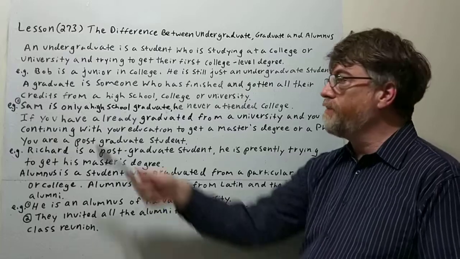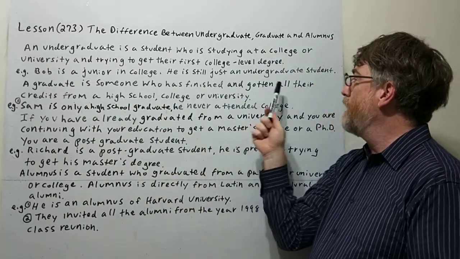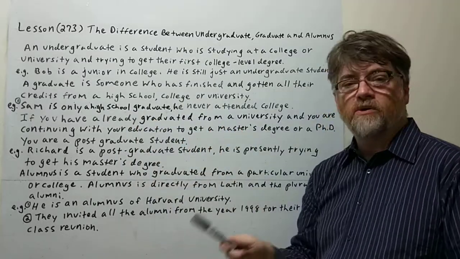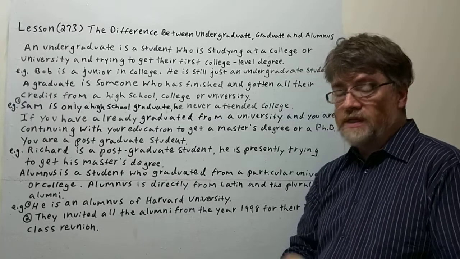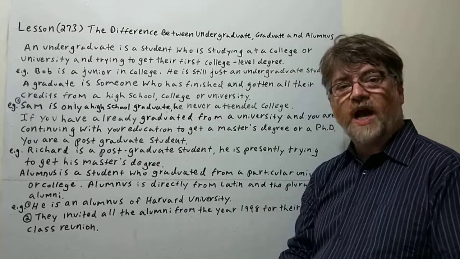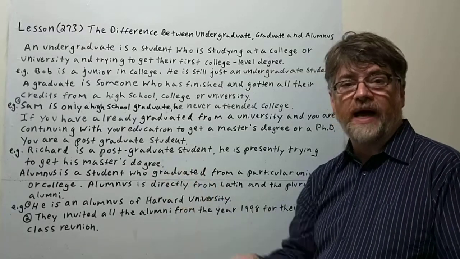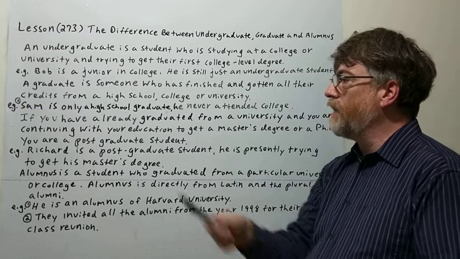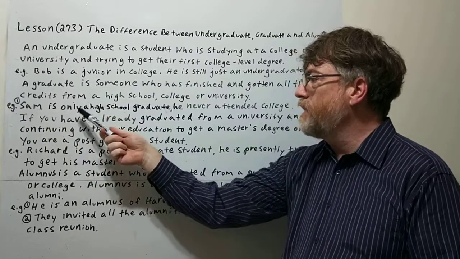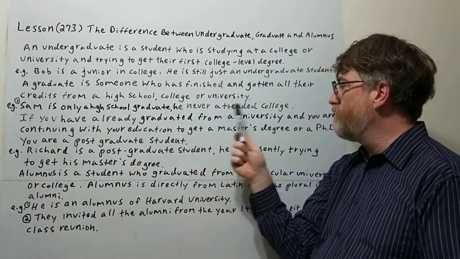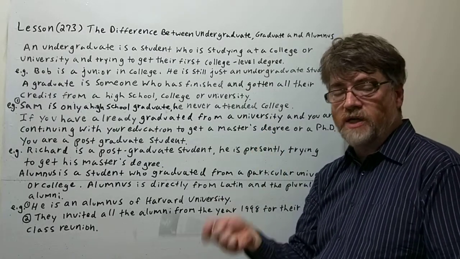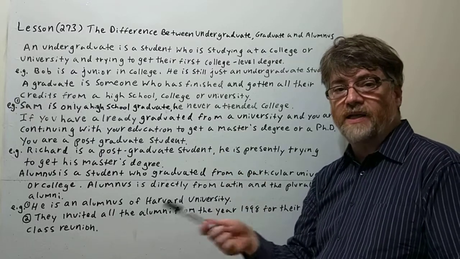All right, let's take a look at graduate. A graduate is someone who has finished and gotten all their credits from a high school, college, or university. So a graduate means that you did finish the school. Sometimes you might stop there. You could have a high school graduate that never went to university, or you could have a college graduate that never actually went for a higher learning degree. So again, let's take a look at the first example here. Sam is only a high school graduate. He never attended college. Yeah, so he got his degree. He graduated from high school, but he never actually attended college.